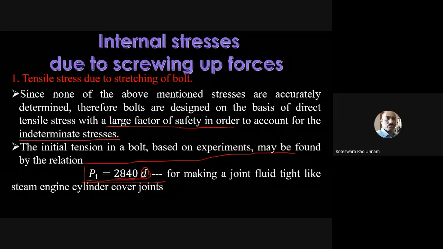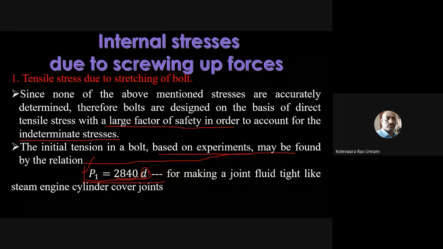So that I should also mention. I already told you, this is also based only on experiments. We never know exactly how much load is going to act on the bolt because of the initial tightening. So this is an empirical relation that people are using. The actual load on the bolt may be more than this or maybe less than this. This relation is based on experience or experimental results.